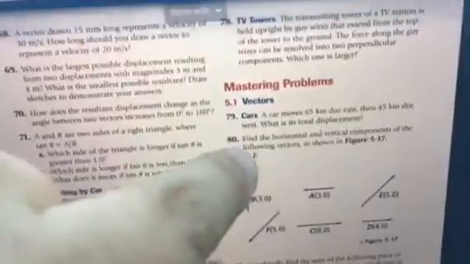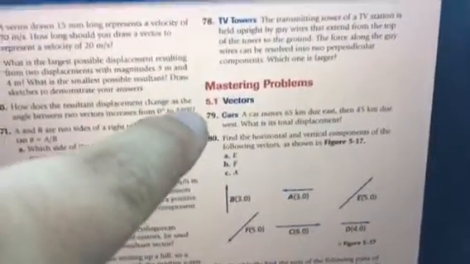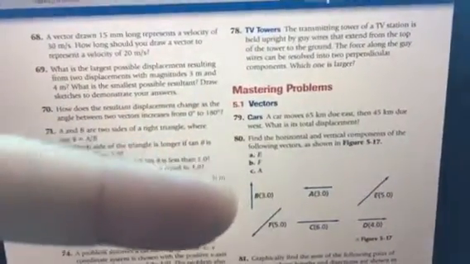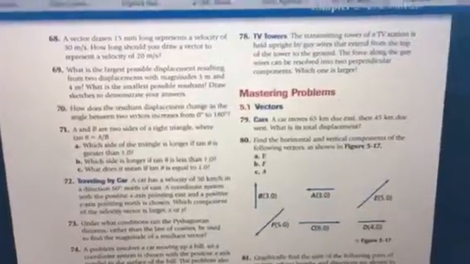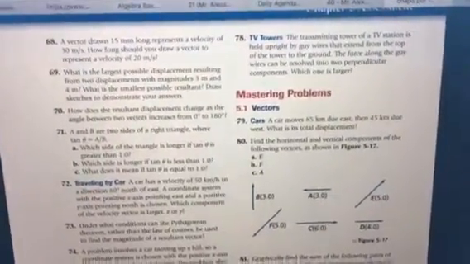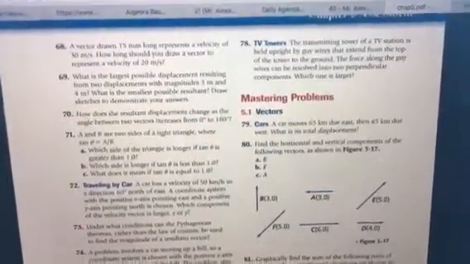So, first problem here in this set is 79. You've got a car moving 65 kilometers east, so east would be to the right, and then 45 kilometers due west. Now, what do you know about east and west? They are what to each other? Opposite is the word you should be thinking of.